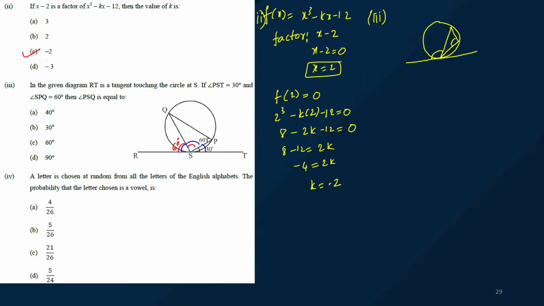Clear? Understood? Okay, so you're asked to find PSQ. PSQ is this angle now. So see, this is 30 degrees, this is 60 degrees, that makes 90, and it's supposed to be another 90 degrees, because all three angles together are 180 degrees. So the answer is 90 degrees, which is the right option.